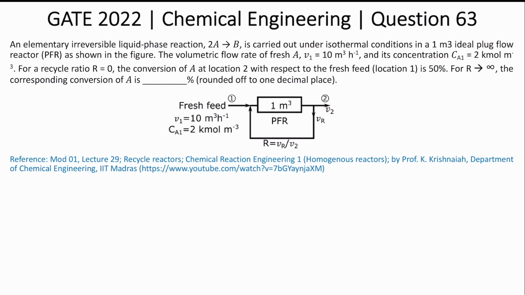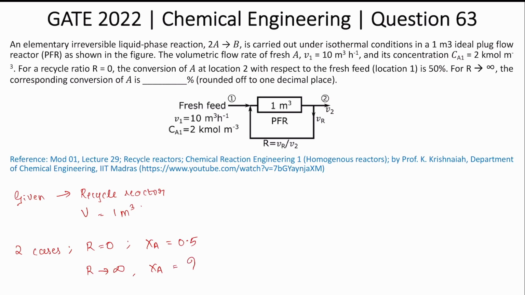So, in this question, let us write down the given data. Given, it is a recycle reactor with volume 1 meter cube and there are two cases. The first case is R equal to 0 with conversion 50% or 0.5 and the second case is R equal to infinity for which we need to find the conversion.